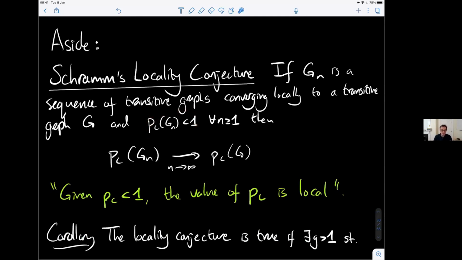Because otherwise, for example, you could approximate an infinite transitive graph by finite transitive graphs that have pc equal to 1, or maybe things that look like Z times a finite graph that are infinite but have pc equal to 1. This is something you can easily do that shows that this continuity is not going to hold without this condition.